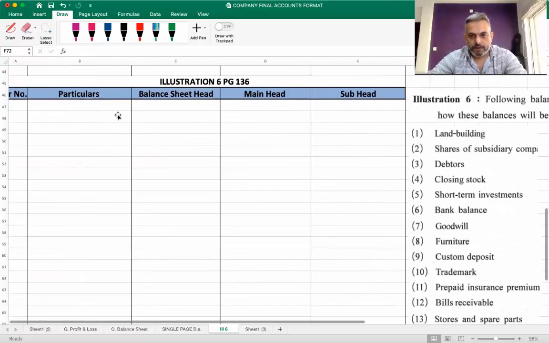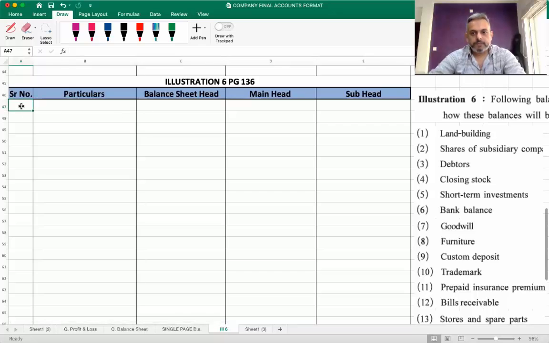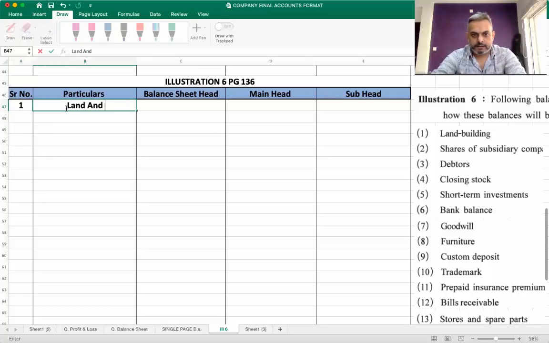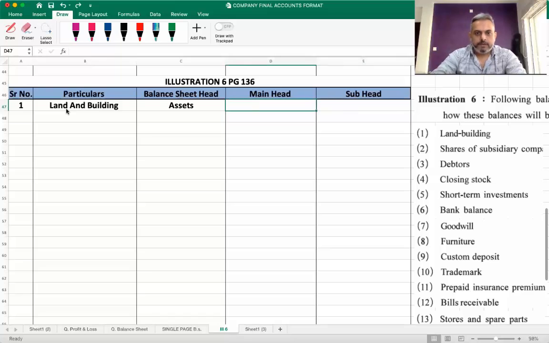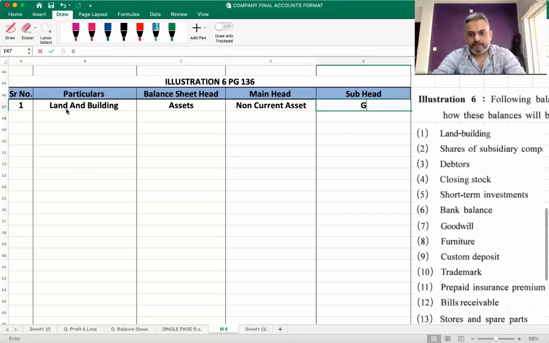Now let's go one by one. Now first one is land and building. Balance sheet head is assets. Main head you write non-current asset, and subhead you write fixed asset, tangible.